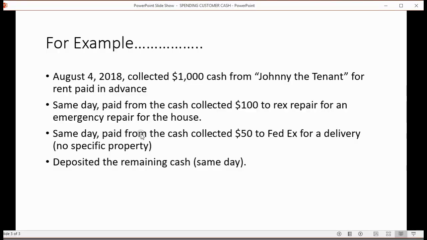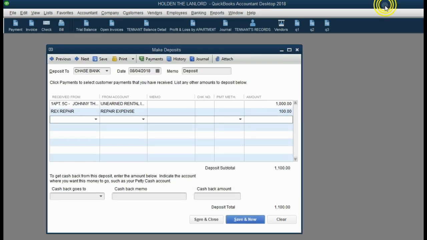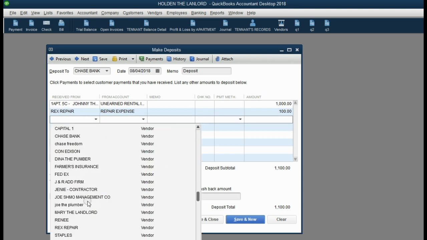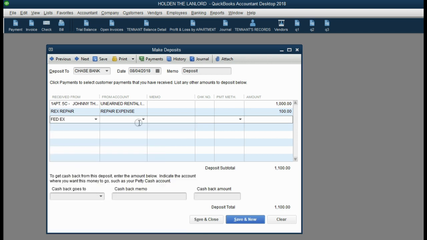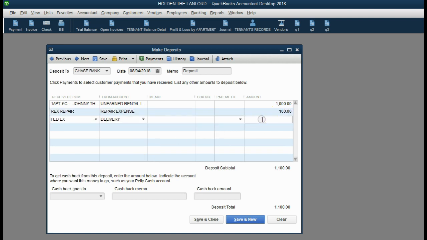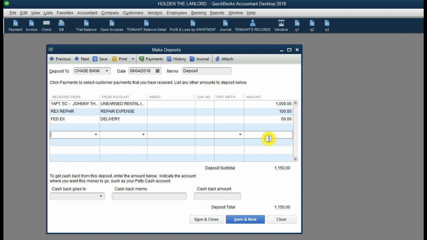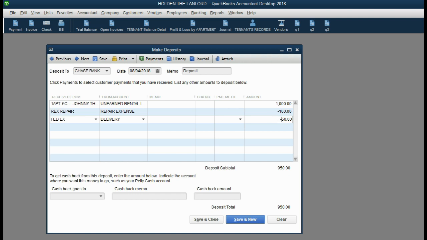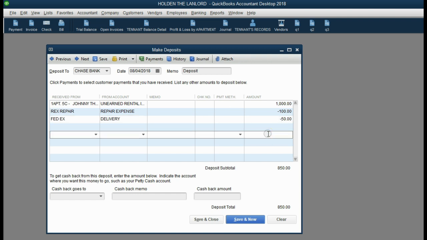Now on that same day, we also paid $50 to FedEx for a delivery from that same $1,000 cash. So we have to choose FedEx as our vendor, delivery expense as our expense, and the amount that we actually paid for delivery goes on the same row as the delivery expense. Now, here's the problem. The computer's telling us we're depositing more than we actually received in cash because it is very, very important that you put a minus sign next to each of the individual expenses that you actually paid.